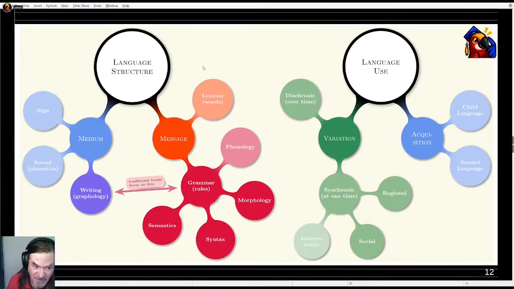Now that is obviously an oversimplification, but this is a classic traditional way of looking at language, right? That it basically consists of two major units, words and rules. And in fact, there's a book by Steven Pinker that's called exactly that, Words and Rules.